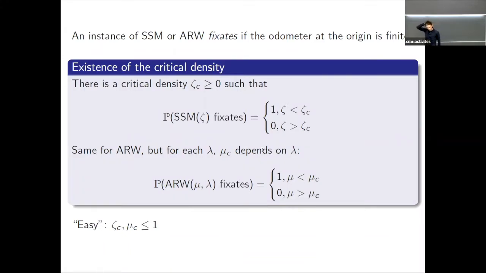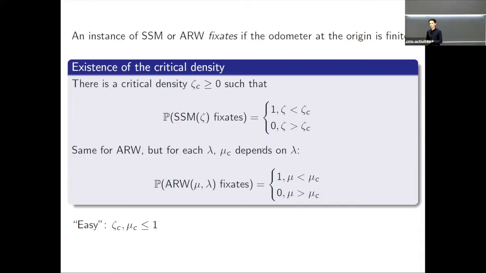Okay, so jumping right ahead, there's a phase transition here in the mass. The first simple phenomenon that can happen here is that either the system fixates or it doesn't. There's lots of particle activity, or most particles fall asleep and don't ever get reactivated. So I'll call that fixation. I'll say an instance of this process fixates if the odometer at the origin is finite. I'll say in more detail what I mean by odometer. So what do I mean here?